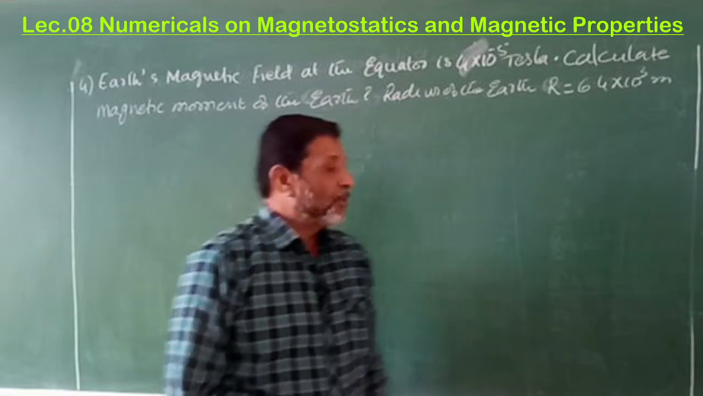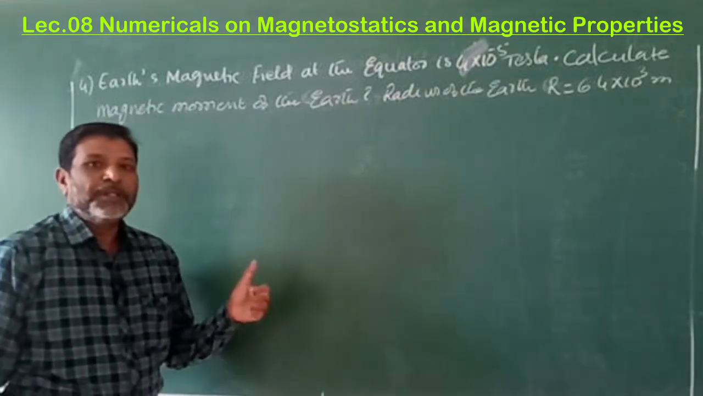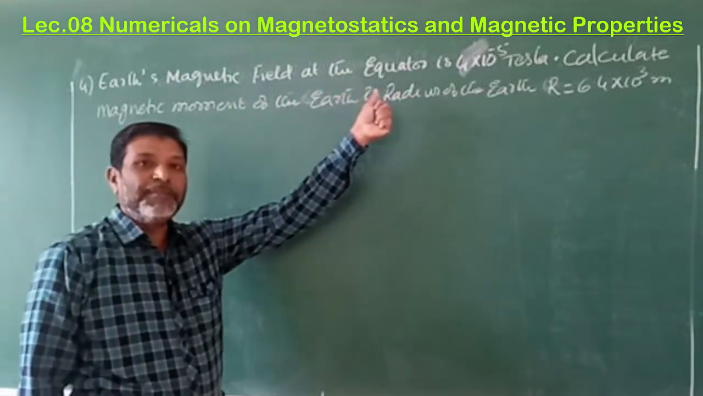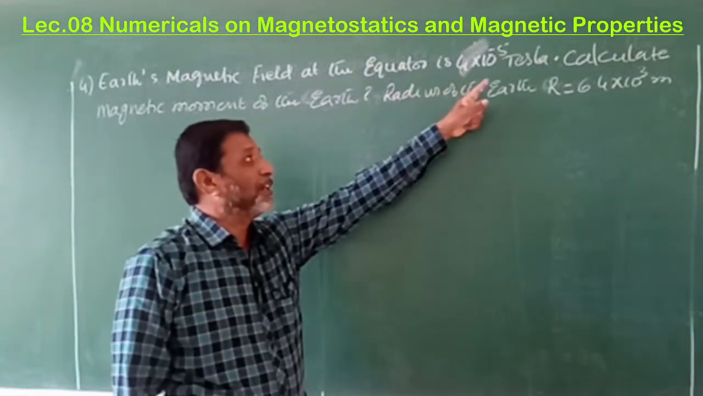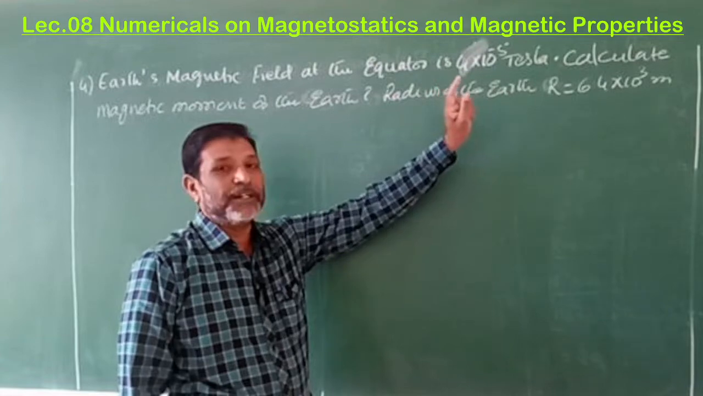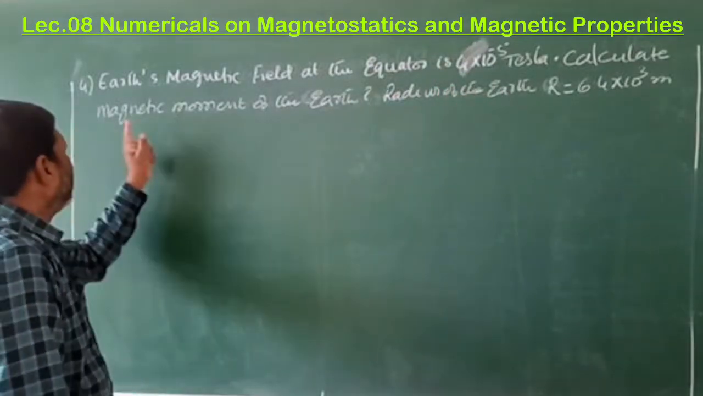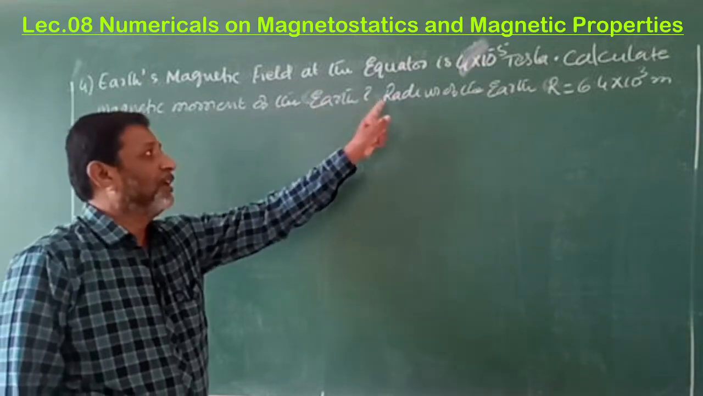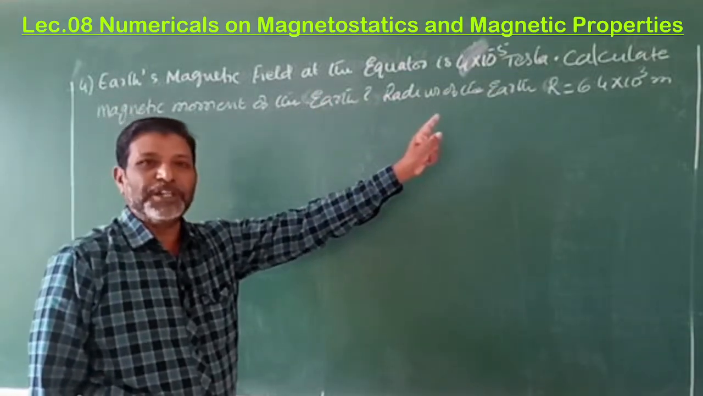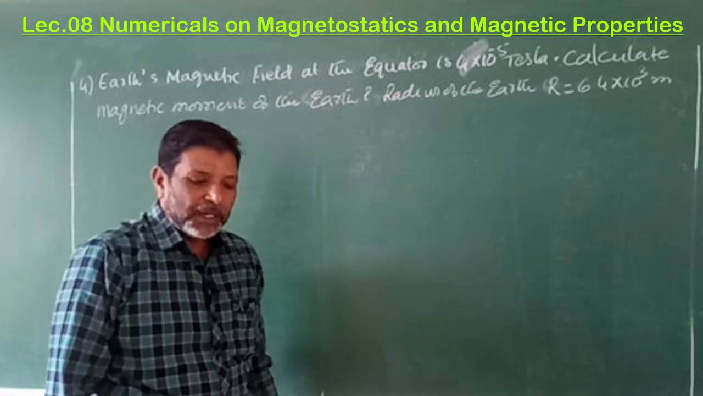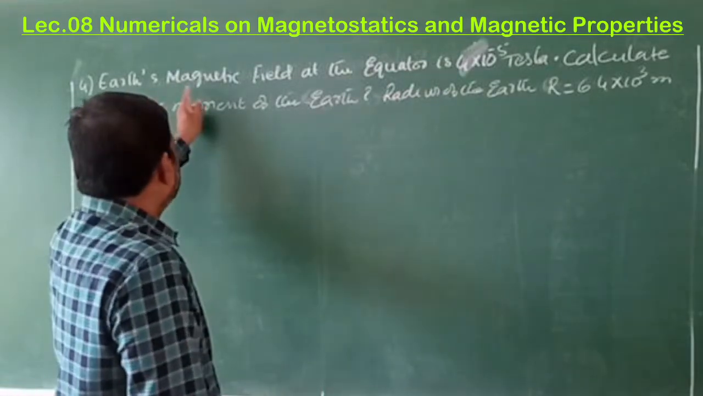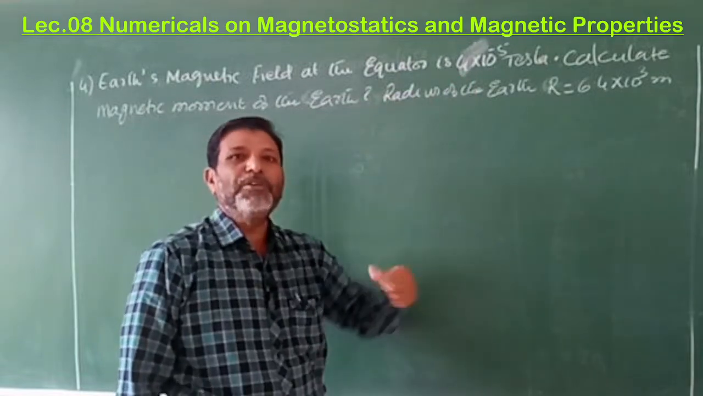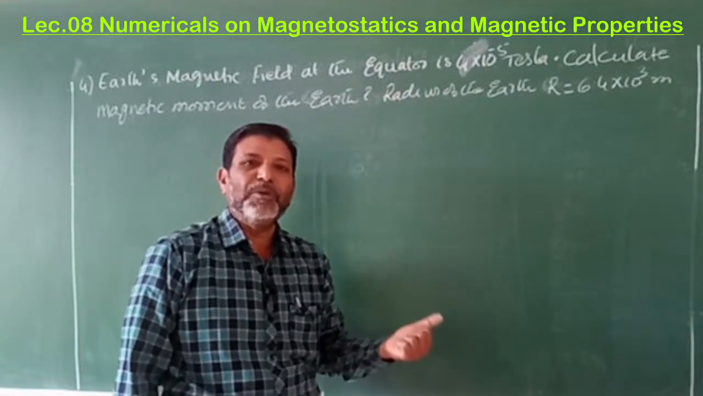Now, let us come to the fourth problem. Here it is given that the Earth's magnetic field at the equator is 4 into 10 raised to minus 5 Tesla. Calculate the magnetic moment of the Earth. For the calculation of this, the radius of the Earth is given to you. The Earth's magnetic field at the equator is given to you. Now you have to calculate the magnetic moment of the Earth.